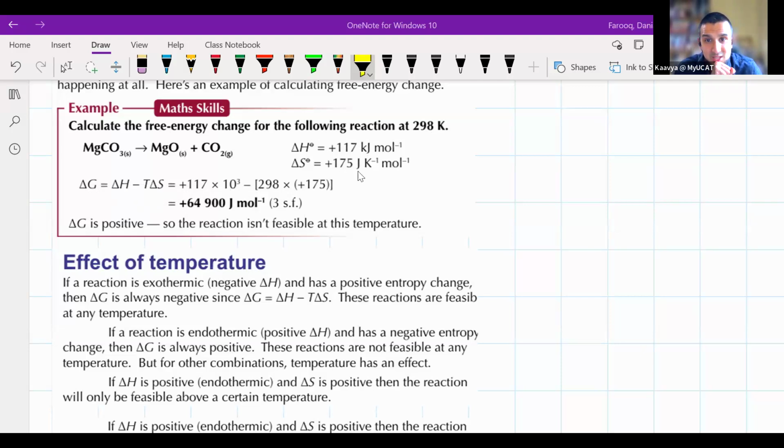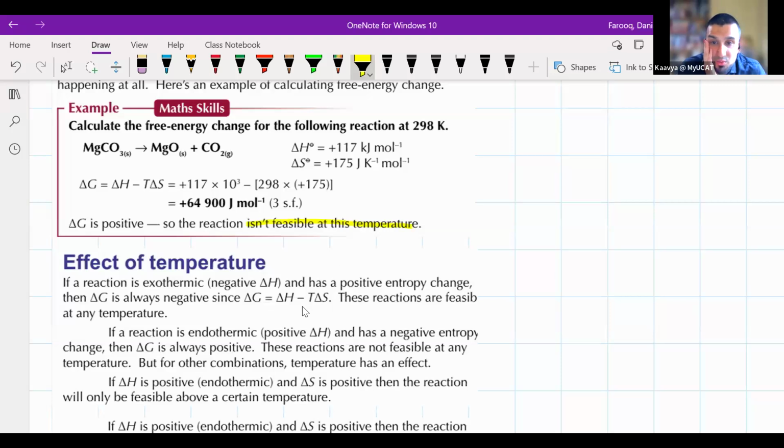And because our delta S was in joules, we have a choice. We can either convert our delta S to kilojoules and then use the formula as it is, or we could convert delta H to joules. In this case, we decided to convert the delta H to joules so that they're in the same units. So it'll be 117 times 10 to the 3 minus 298 times the 175. Then that will give us 64,900 joules per mole. And because it's positive, it's not feasible at this temperature.